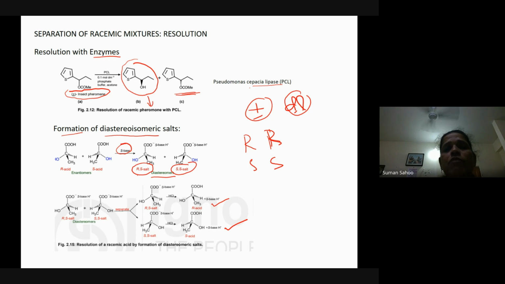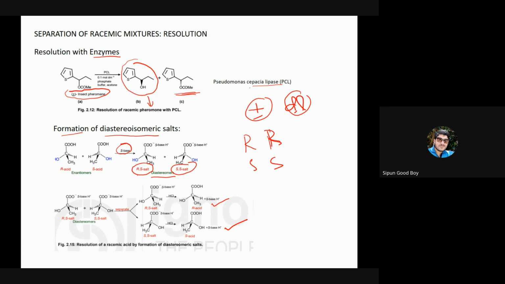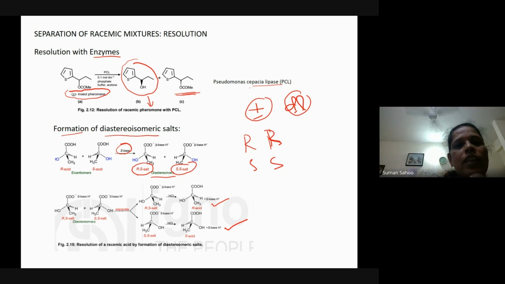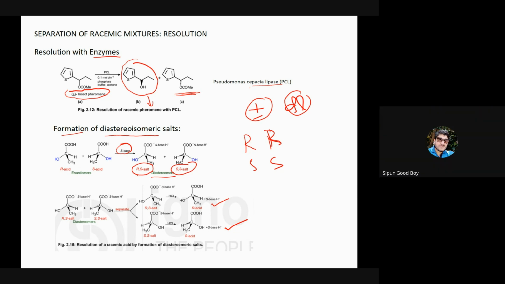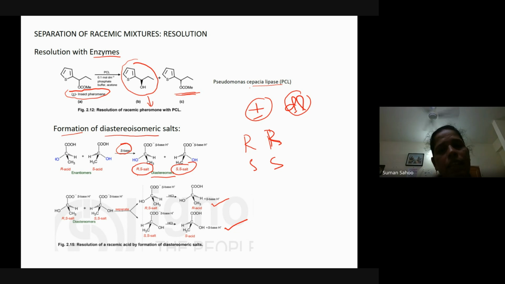If you don't have the pure form, then the efficacy will diminish, or in some cases you will get other side effects also. So for that reason you have to separate one enantiomer from the other, because if you are not doing the reaction in a chiral environment, then you are not getting a pure enantiomer. In that case you can separate the enantiomers by many methods. In your book, there is one mechanical method.